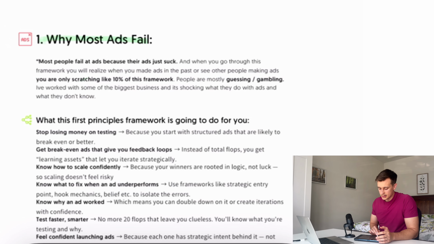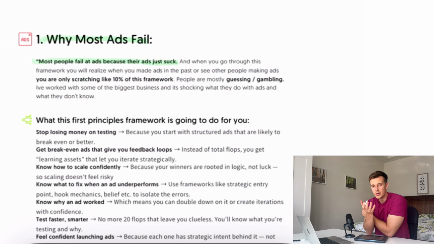And the reason most ads fail is because most people suck at ads. And you have to realize that people go ahead and tell you, hey, if you want to actually do well with ads, you need to test and throw out 20, 30, 40 ads every single month. I'm sure you've heard this. Then obviously people don't know what they're doing when it comes to making ads.